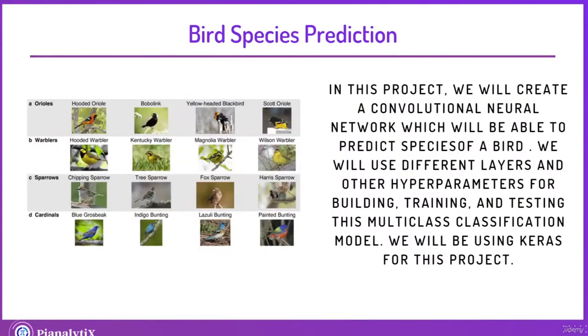So in this project, we will create a convolutional neural network, that is a CNN, and it will be able to predict a species of a bird with the image that we supply to it. So what we'll do, we will use different layers and other hyperparameters for building, training and testing this multi-class classification model. And in this project, we will be using Keras.